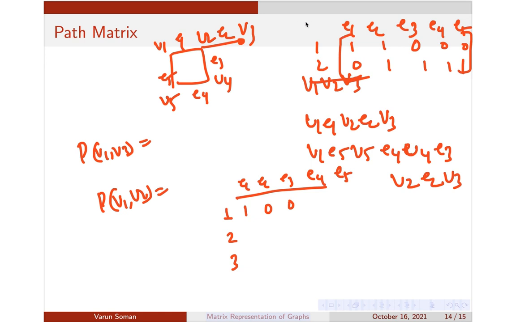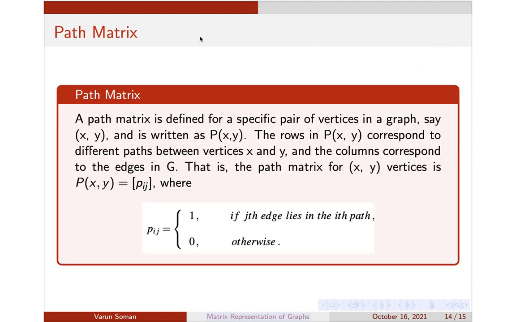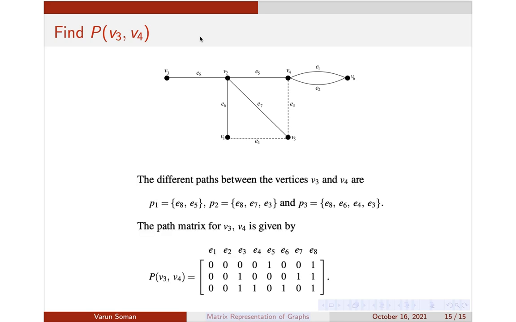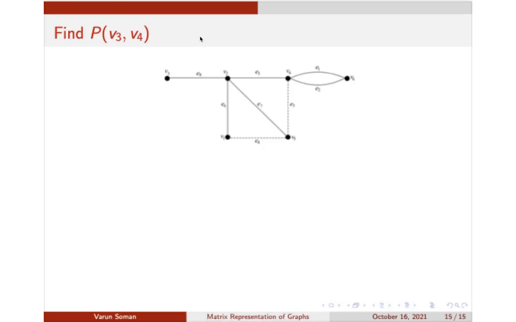Similarly, you can give a path matrix between V1 and V2 consisting of just E1, or this also. That you can try. So this is the example. Here we have written the path matrix between V3 and V4. If you want, we can do it again. So how to write the path matrix between V3 and V4?